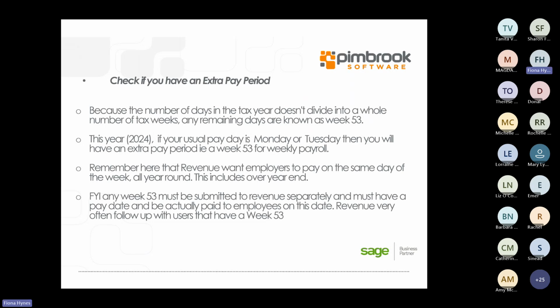Employees should not be paid in advance for a week 53. Their pay date and the date that they do actually get paid must be the 30th or the 31st of December. The submission for week 53 can be submitted to Ross prior to the 31st, but the pay date must still show the 30th or the 31st. Revenue have advised previously that they will be following up with users that have a week 53 with a pay date other than the nominated dates.